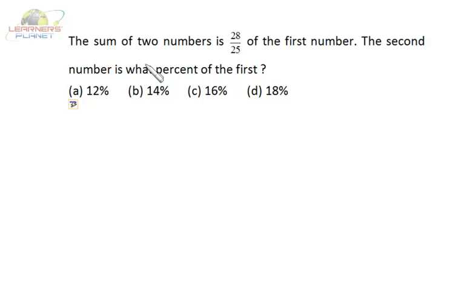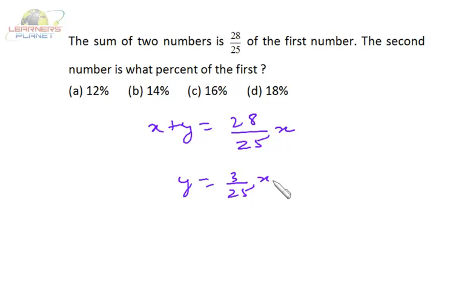The sum of two numbers is 28 by 25 of the first number. Let the numbers be x and y. So x plus y is equal to 28 by 25 of x. That means y is equal to 3 by 25 of x. That means y by x is equal to 3 by 25. Now we have to find out the percentage. So let's multiply. So it's 12%. Very simple.